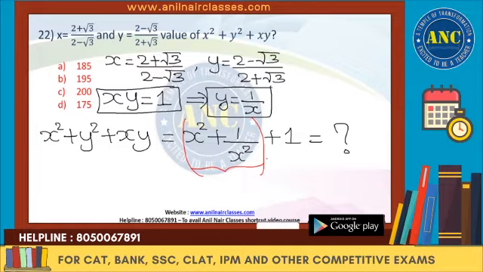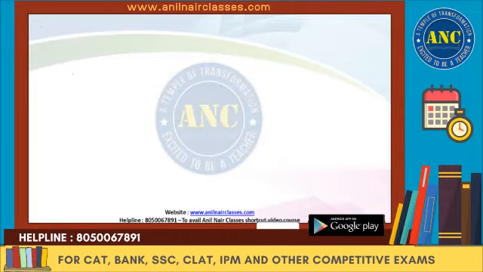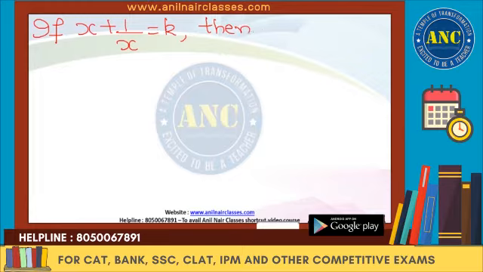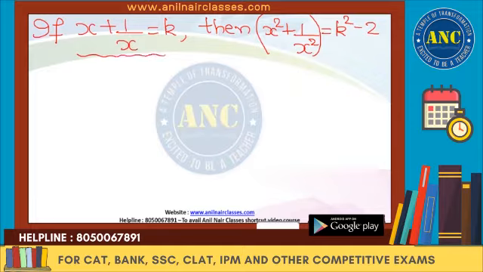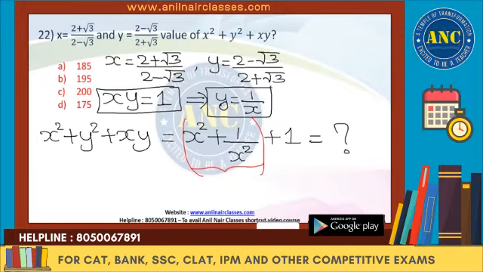Now, x square plus 1 by x square can be easily calculated if I know the value of x plus 1 by x. That means we know the property saying that if x plus 1 by x is equal to k, then x square plus 1 by x square is not at all a difficult task to find. It is nothing but k square minus 2. It is very simple. That means if I want to find x square plus 1 by x square, I should know x plus 1 by x, right? Now, how to calculate the x plus 1 by x value? It is once again very simple. 1 by x is nothing but this y, right? Agreed, right? 1 by x is nothing but the y value.